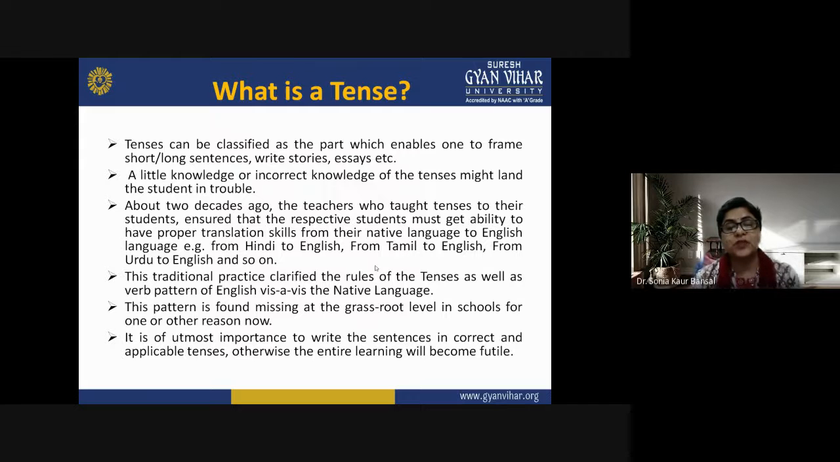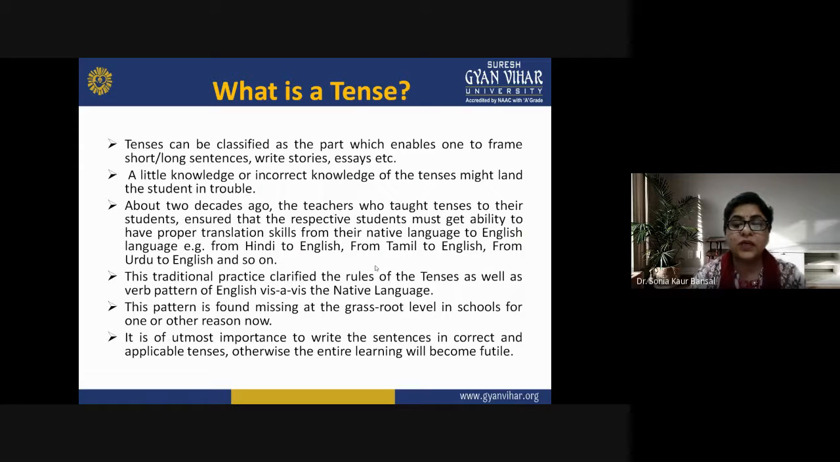So this pattern is found missing at the grassroots level in schools for one reason or another now. So that's why nowadays students are committing more mistakes in the English language, in the writing part as well as in the speaking part. So what's the reason behind that? That their knowledge of tense is not so sound and they don't even know where to use the correct form of the verb in which manner.